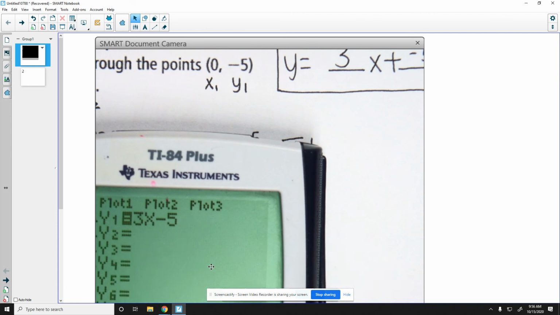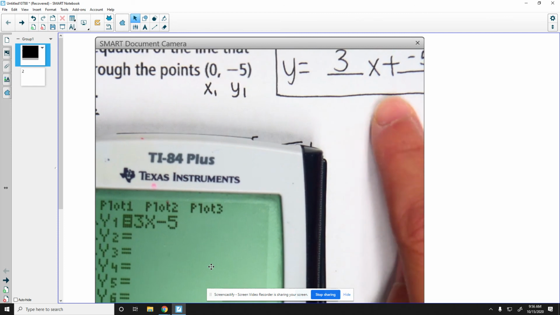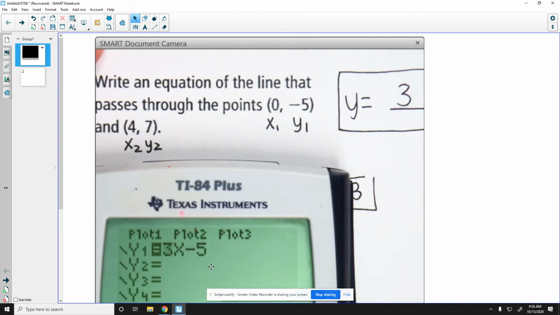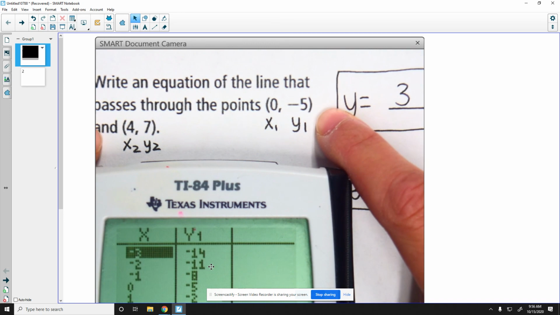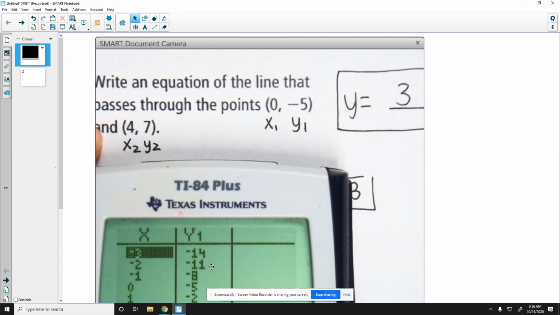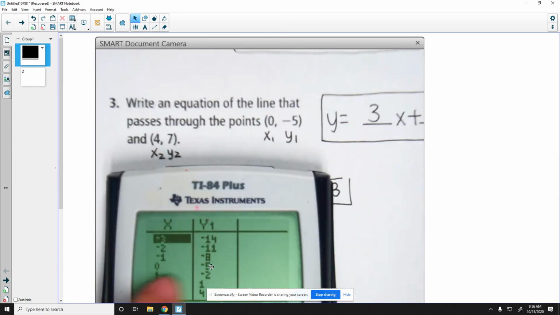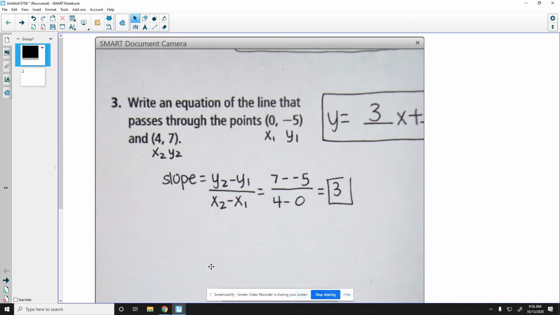Okay, but how do I double check my answer? So I think my answer is 3x minus 5, and I know that it has to go through these 2 points, so that's how I can double check. 0, comma, -5, is that a point? Yes. 4, comma, 7, is that a point? Yes. So I know that I got it right.